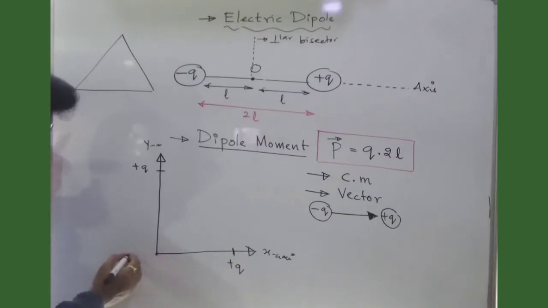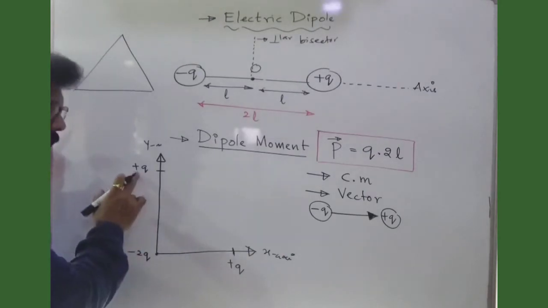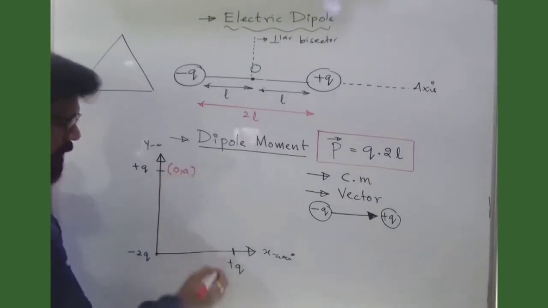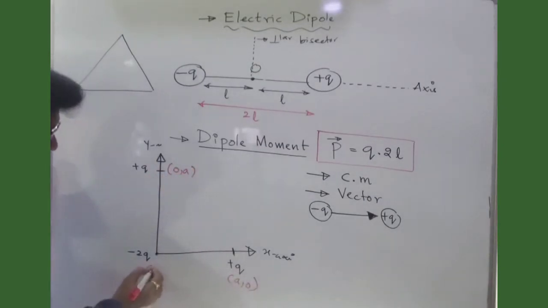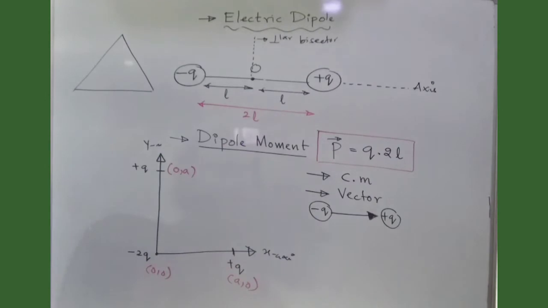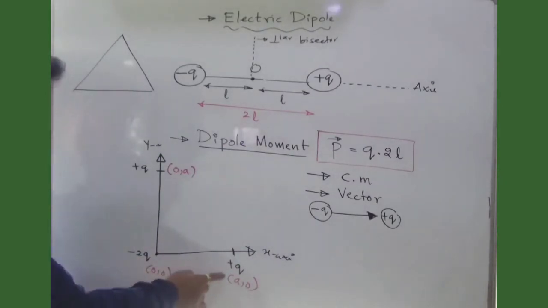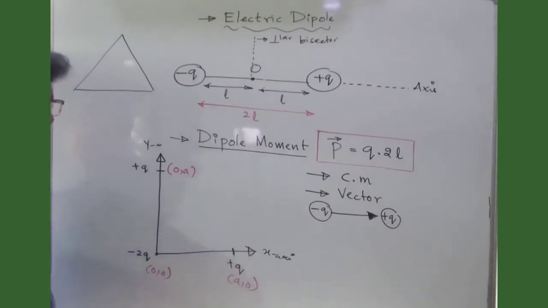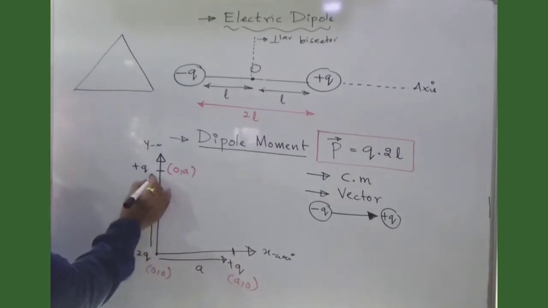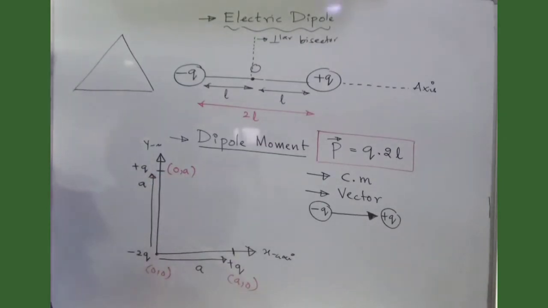And at this particular point I am taking minus 2q. So minus 2q, plus q, and here plus q. Let me take the coordinates: here 0 comma a, here a comma 0, and here 0 comma 0. Now, if we are asked to calculate the net dipole moment, how many charges are there? Three charges. One is a positive charge on the x-axis at a comma 0, so this distance is a. Here also the distance is a, right? So 0 comma a on the y-axis.